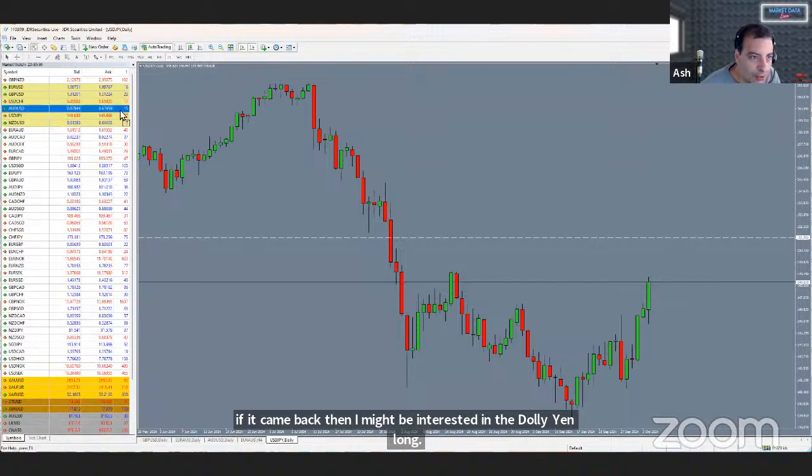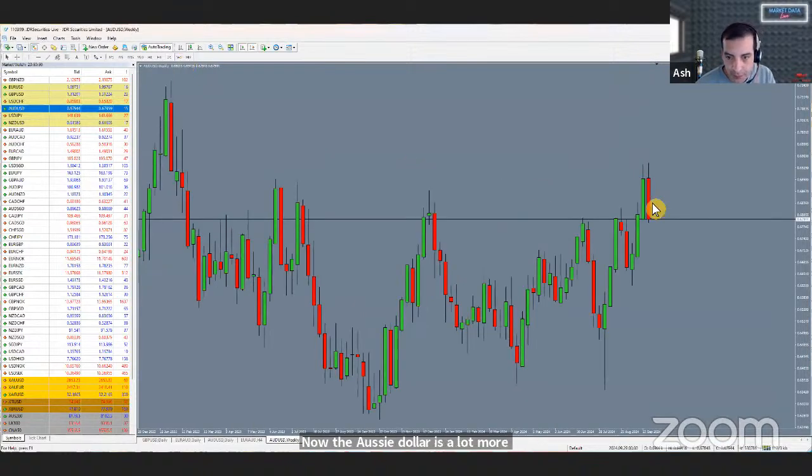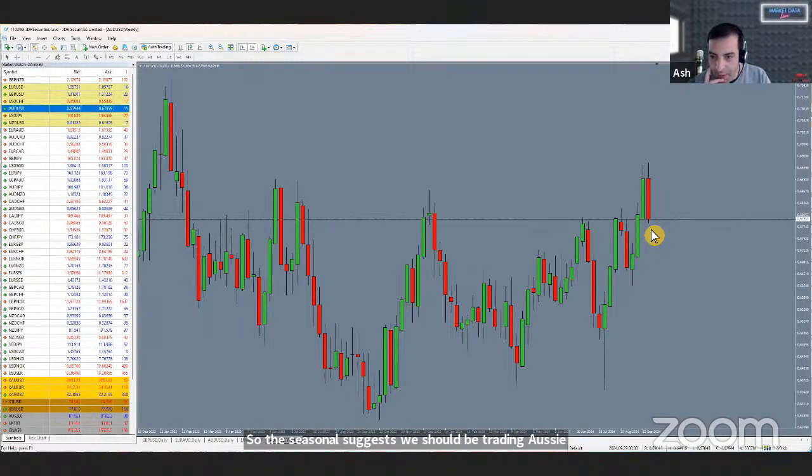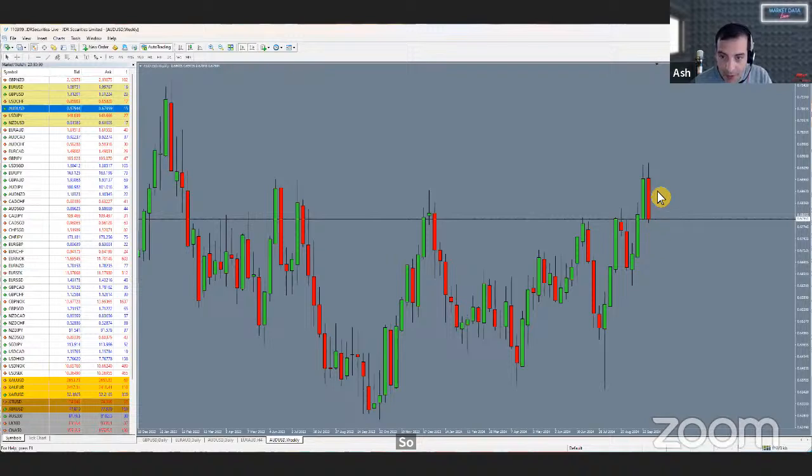Let's have a look at the Aussie dollar. Now, the Aussie dollar is a lot more attractive because it has managed to find a horizontal level. So the seasonal suggests we should be trading Aussie dollar long. The fundamentals for global growth actually aren't too bad right now. So Aussie dollar long's fine there. The COT data does suggest an Aussie sell. However, the COT participants may well have been satisfied somewhat after this sell-off last week.